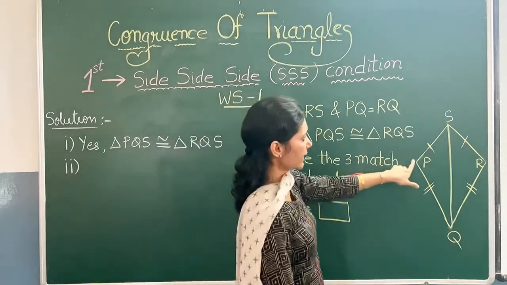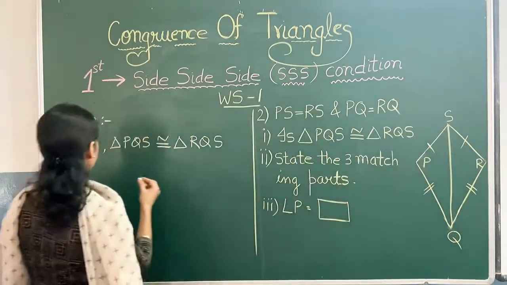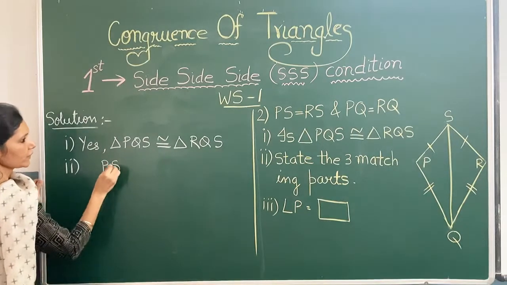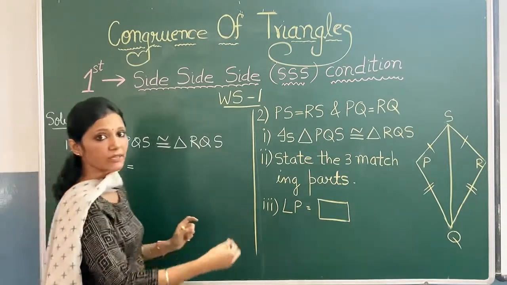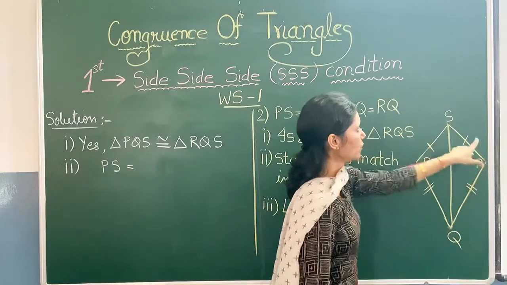Now the first side is PS. The PS side of the first triangle is equal to which side of the second triangle? It is equal to RS.